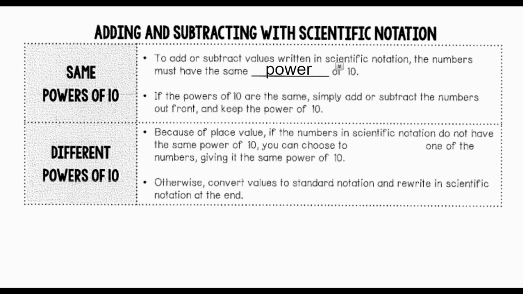Now, with different powers of 10, because of place value, if the numbers in scientific notation do not have the same power of 10, we can choose to change one of the numbers, giving it the same power of 10 as the other. Now, I like to change the smaller number to become the larger number because then I don't have to change my number in front of the power. Otherwise, if we don't want to do this, we can convert values to standard notation and then rewrite them in scientific notation at the end.